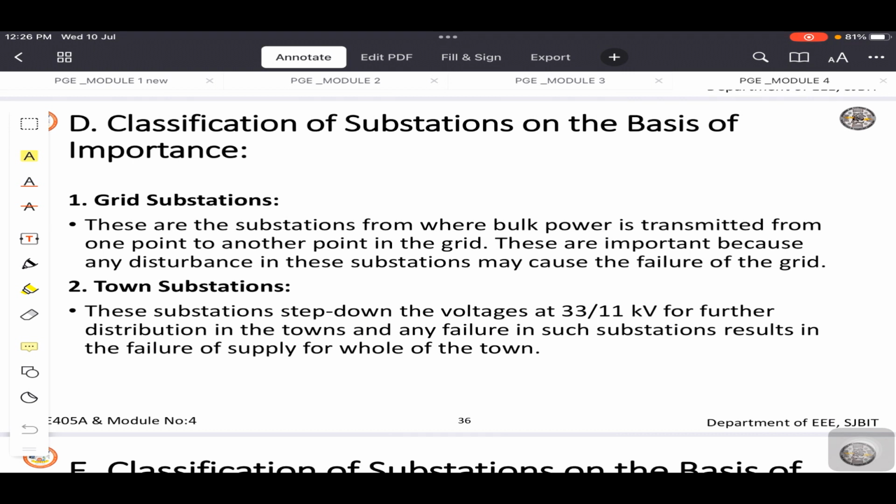And town substation means generally these substations within the town are used to step down the voltage from 33 to 11 kV for further distribution within the town. So here any failure in such a substation results in the loss of supply to the whole of that particular town. So this is based on importance.